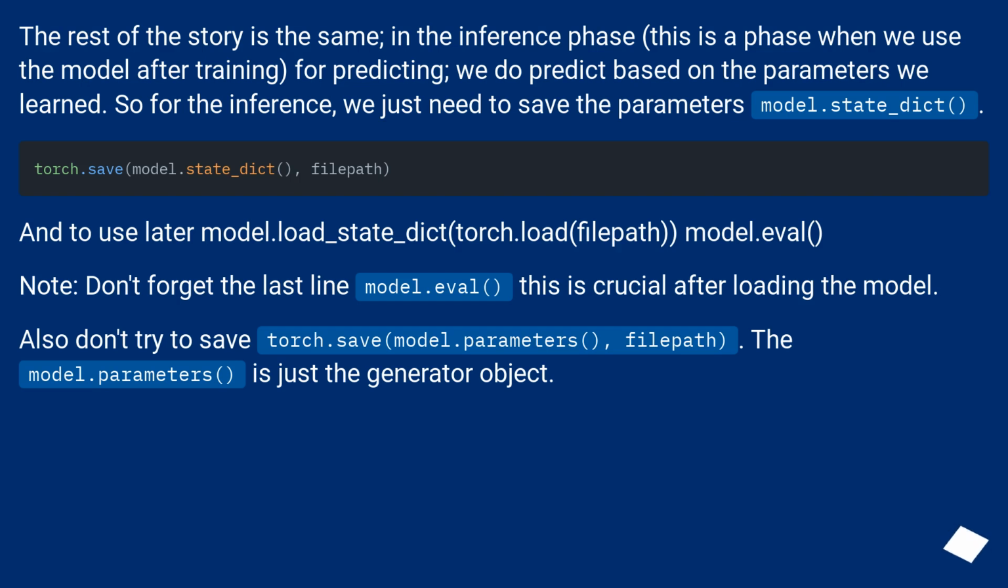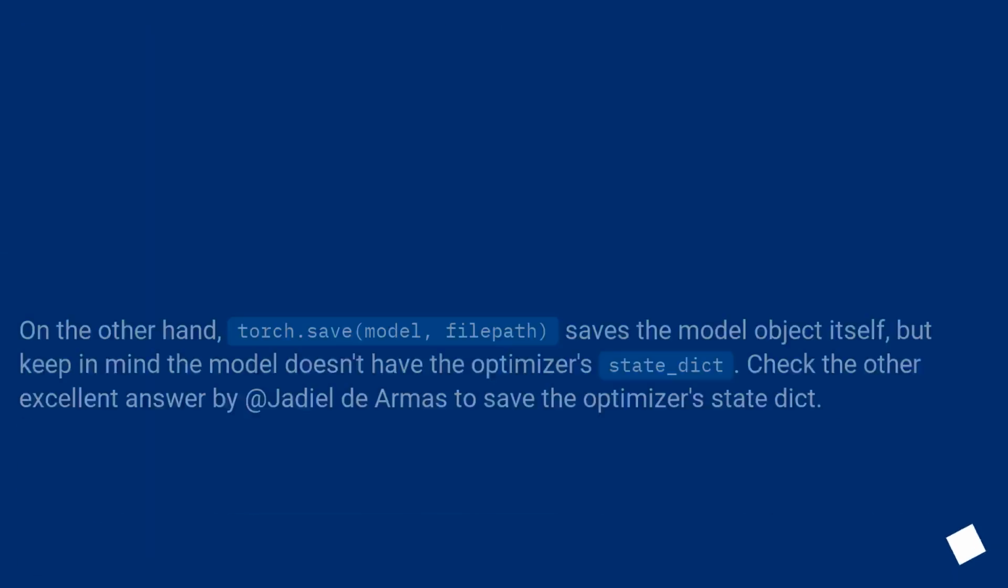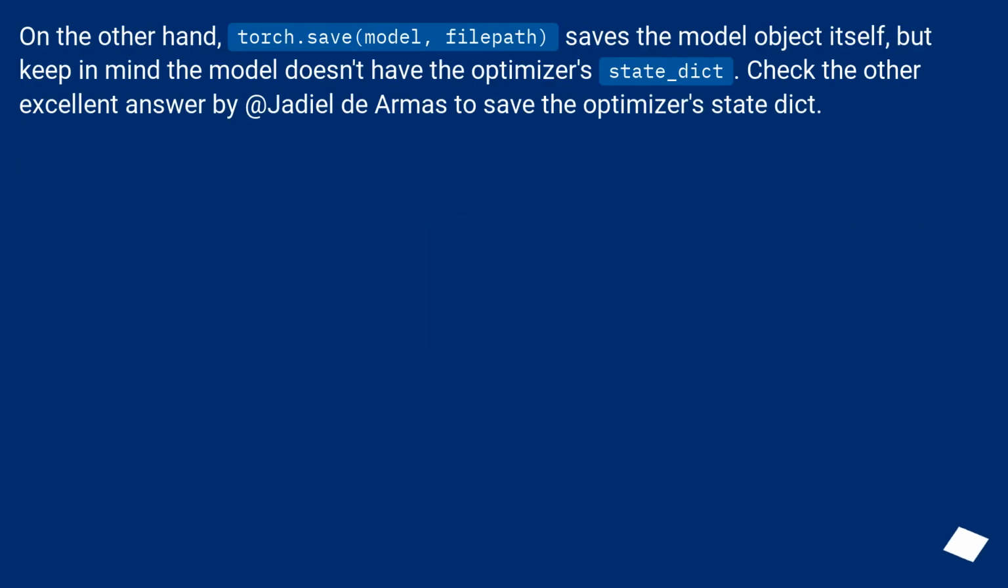Note, don't forget the last line, model.eval. This is crucial after loading the model. Also don't try to save torch.save(model.parameters(), file path). The model.parameters is just a generator object. On the other hand, torch.save(model, file path) saves the model object itself, but keep in mind the model doesn't have the optimizer's state_dict. Check the other excellent answer by @Jadiel de Armas to save the optimizer's state_dict.